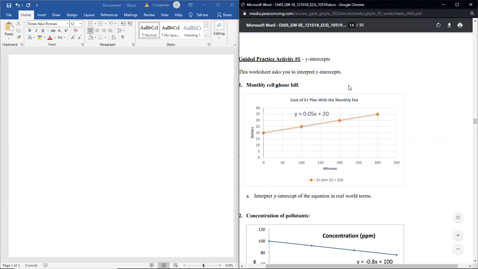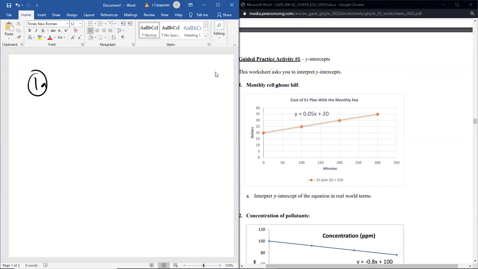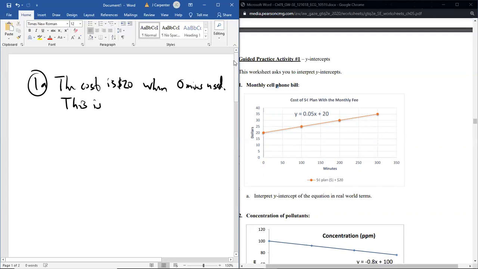All right, so just the y-intercept, which is the starting value, also the constant, the fixed value, so that's the 20. So if we're in 1a, the y-intercept is the 20, which is a cost. So the cost is $20 when 0 minutes are used. This is an initial fee.